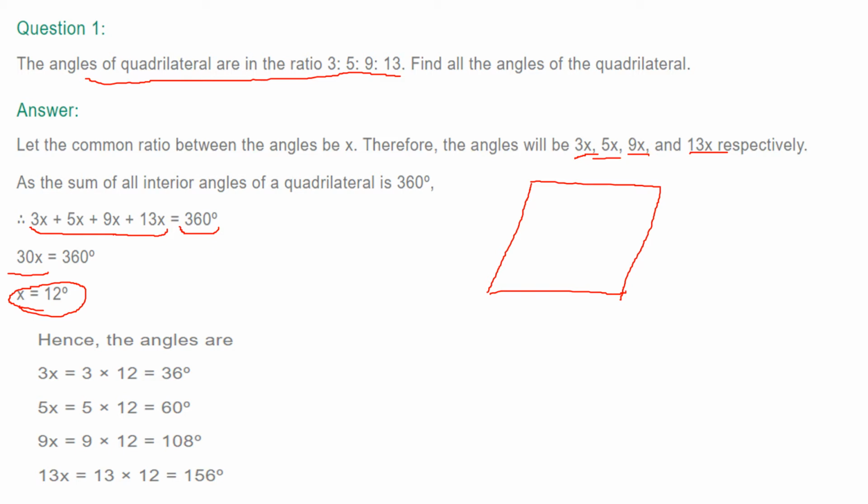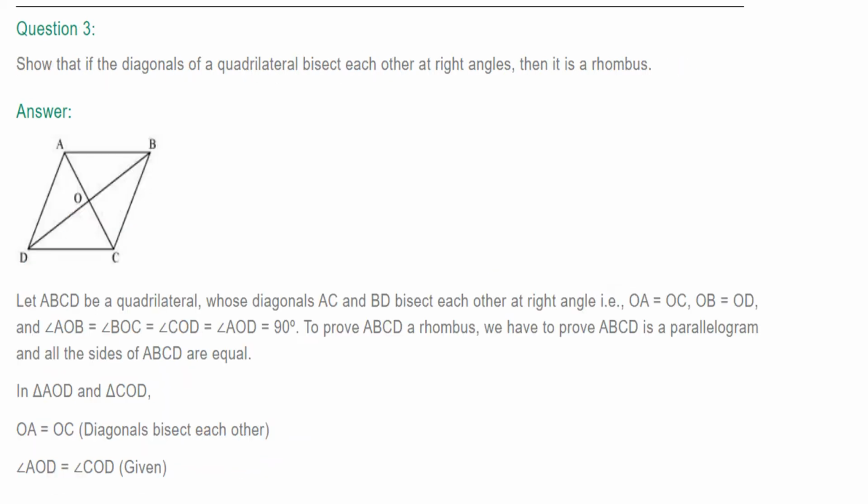If x is 12, so what are the angles? First angle is 3x, no? So 3 into 12 would be the first angle. Second angle is 5x. 5 into 12 would be the second angle. Third angle 9x. 9 into 12 would be the third angle. 13x. 13 into 12. So this was our question number 1. Very simple, right?